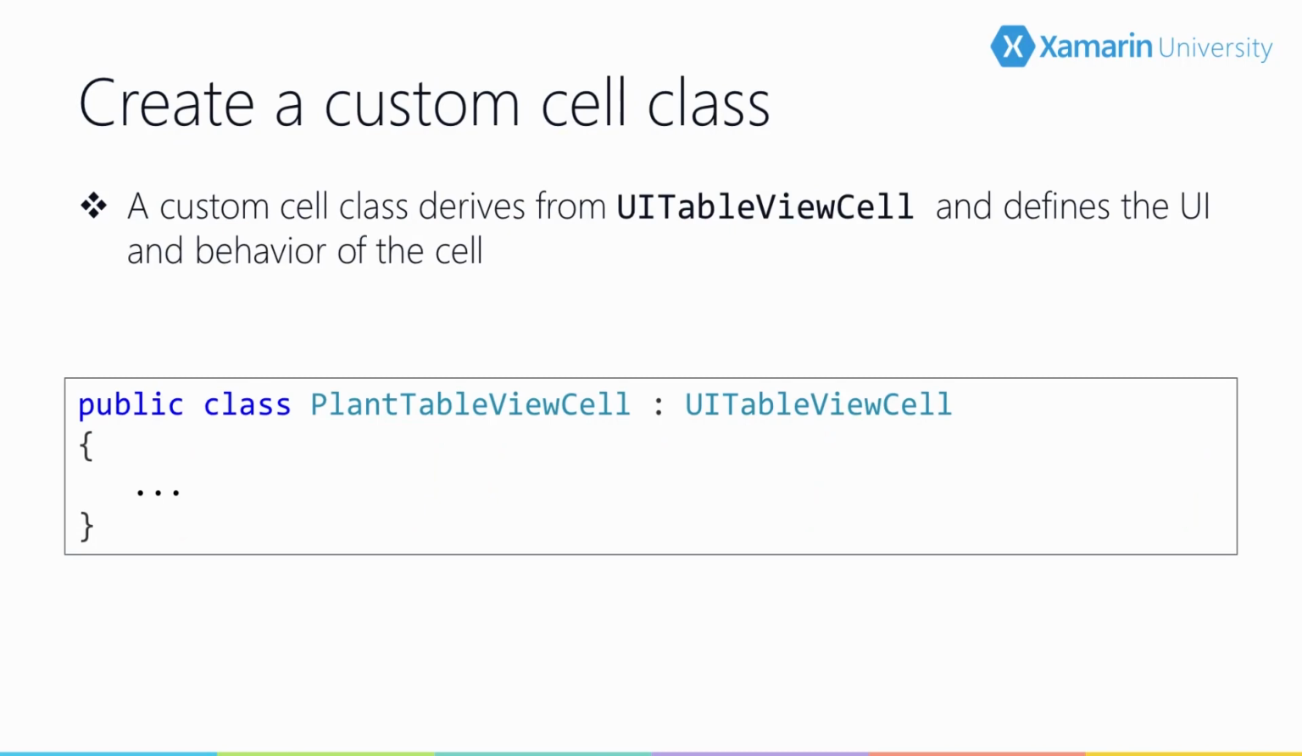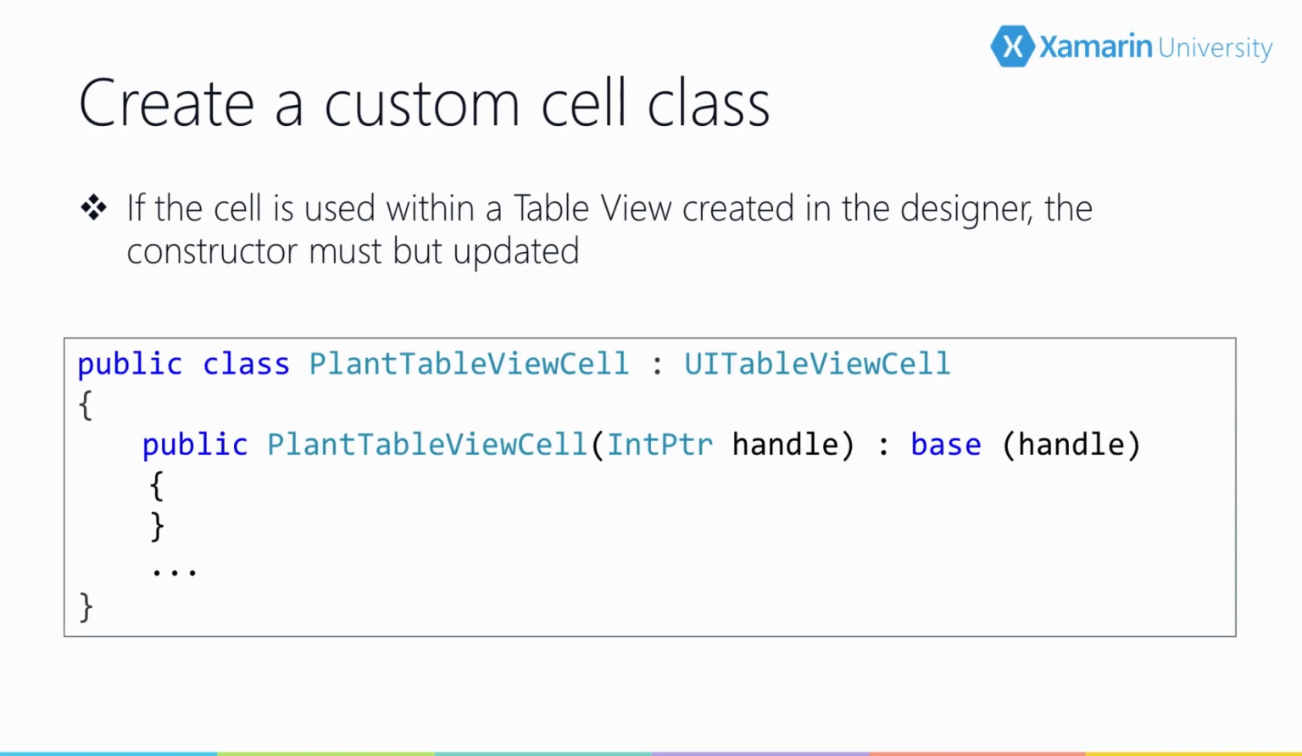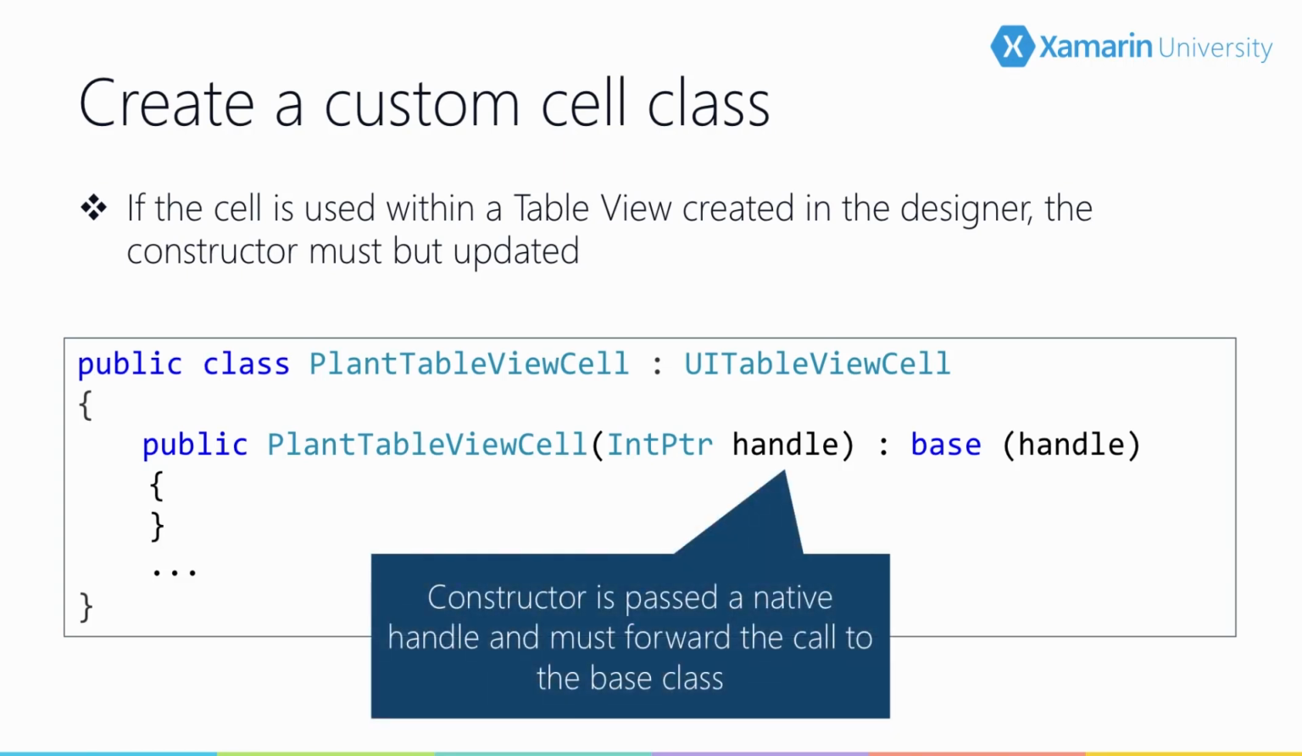So first, we create a new class that derives from the base UITableViewCell class. When creating the constructor for your cell, you need to accept an int pointer as a parameter and then pass it to the base constructor. This is required when displaying your cell within a table view that has been defined on the storyboard. If you're creating all of your UI programmatically, then this isn't necessary.